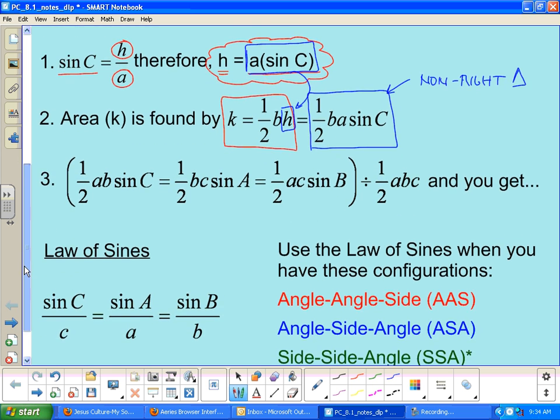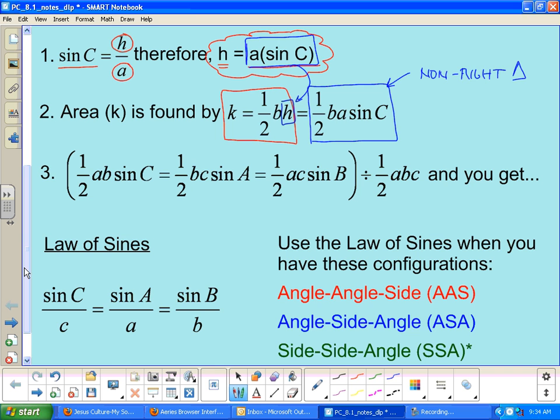All right, we're almost there. What if I had all of those different areas: A, B, sine C, if I knew what the angle of C was, or A, B, sine A, if I knew what angle A was, or A, C, sine B, if I knew what angle B was.